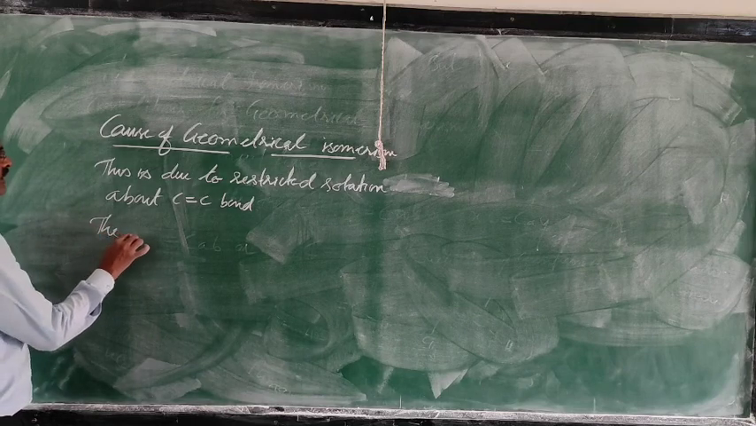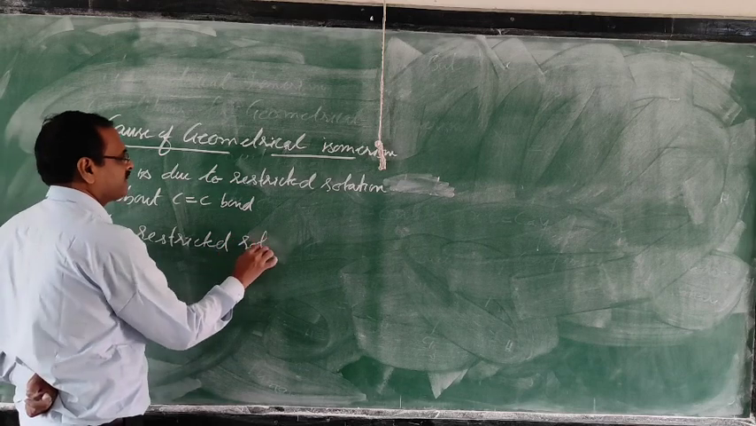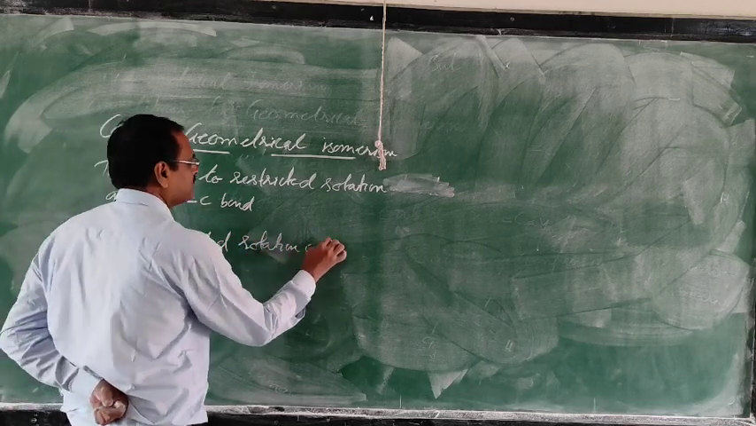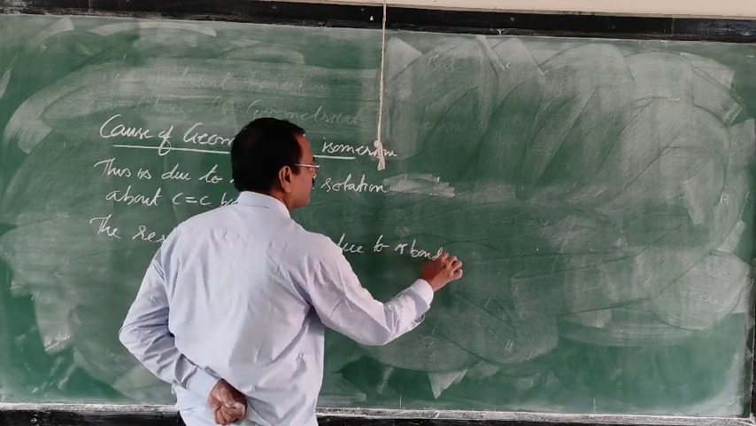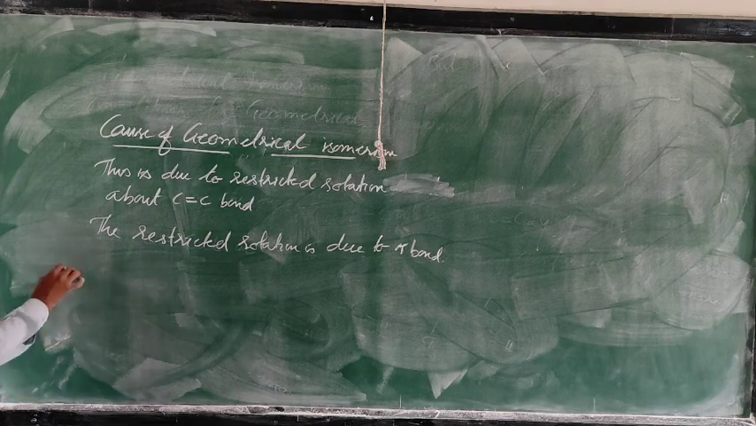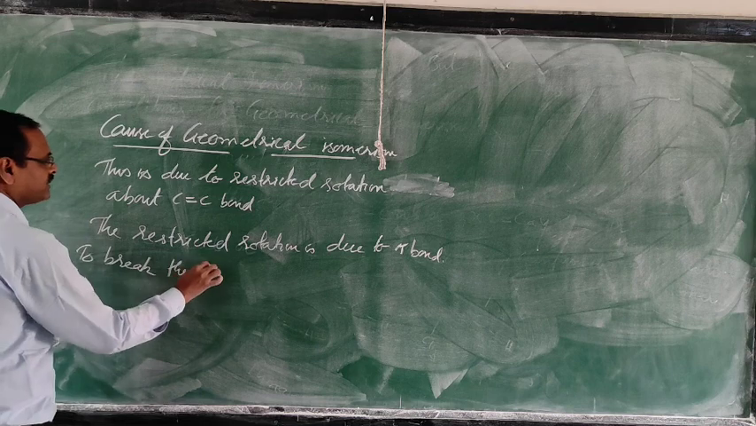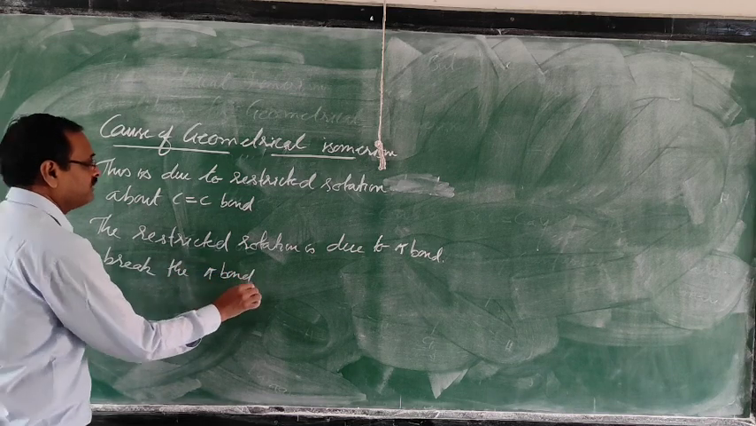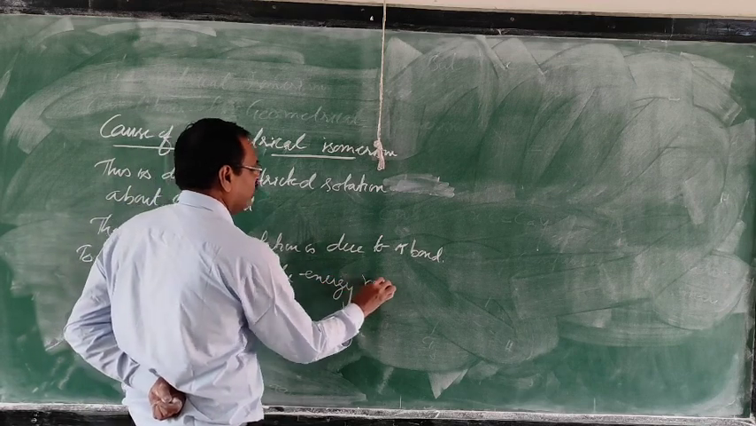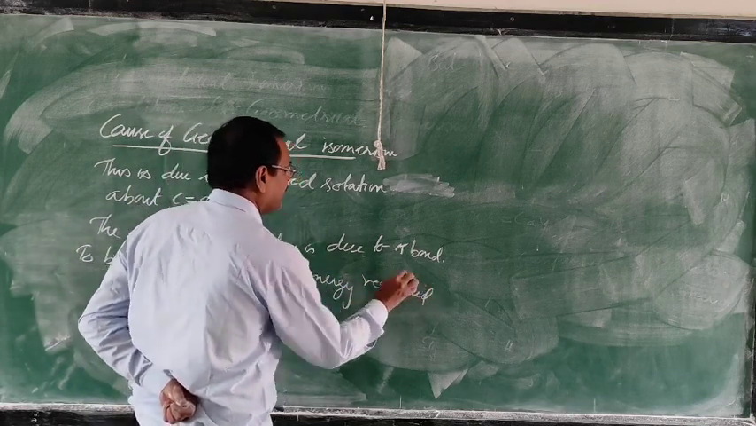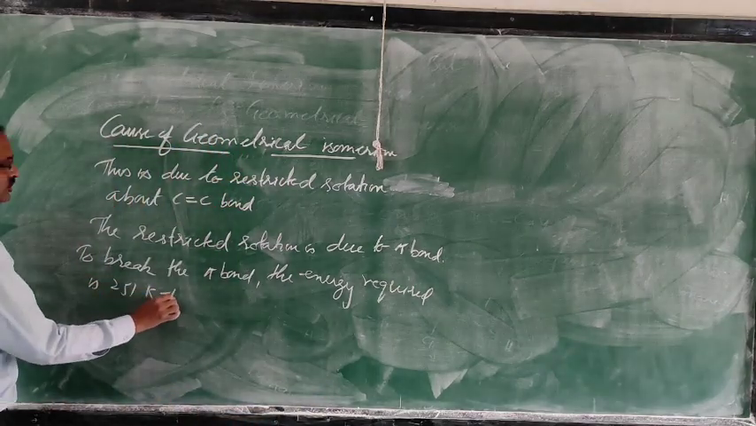The restricted rotation is due to the pi bond. To break the pi bond, the energy required is 251 kilojoule per mole.